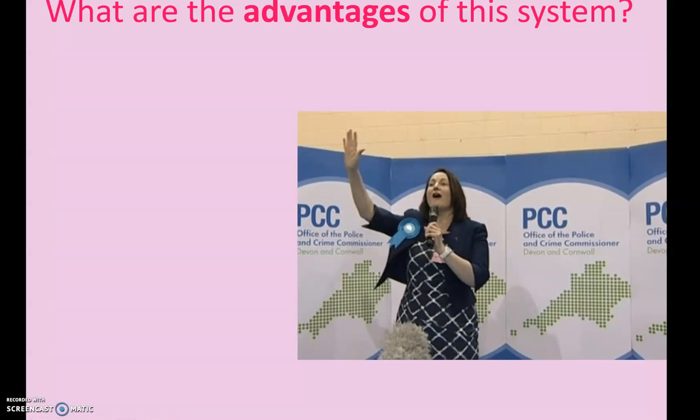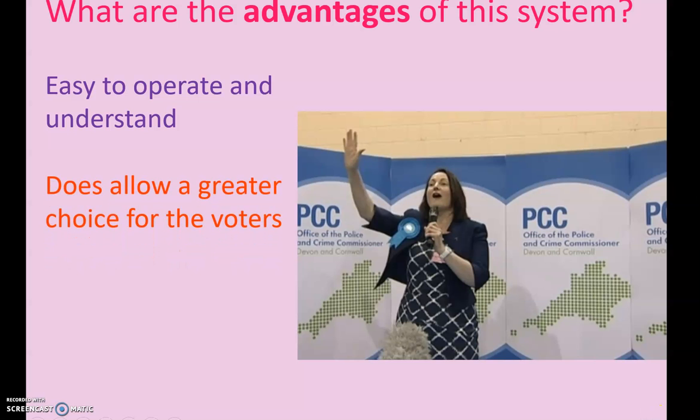There are certain advantages and there are certain disadvantages of this system, as there is for most things. Firstly, it seems to be quite easy to operate. People just go in there, put a cross by who they like. Seems quite simple. It does allow a greater choice for the voters, so there is an opportunity for people to vote for smaller parties. It does allow, in that first preference, you can vote with your heart, I suppose, and then with your second preference vote, perhaps vote a bit more pragmatically.